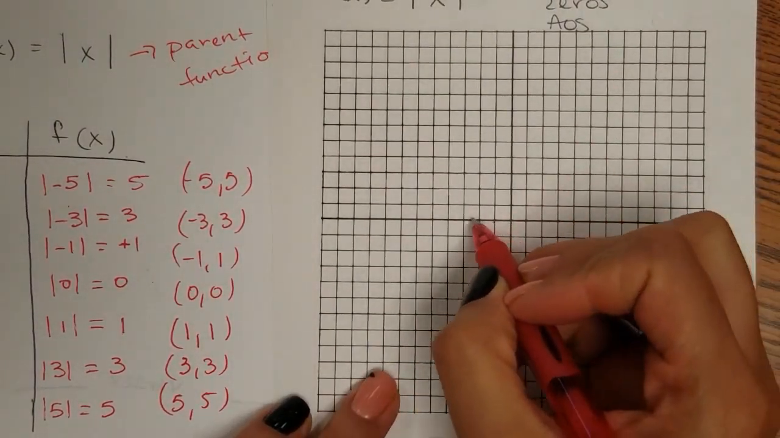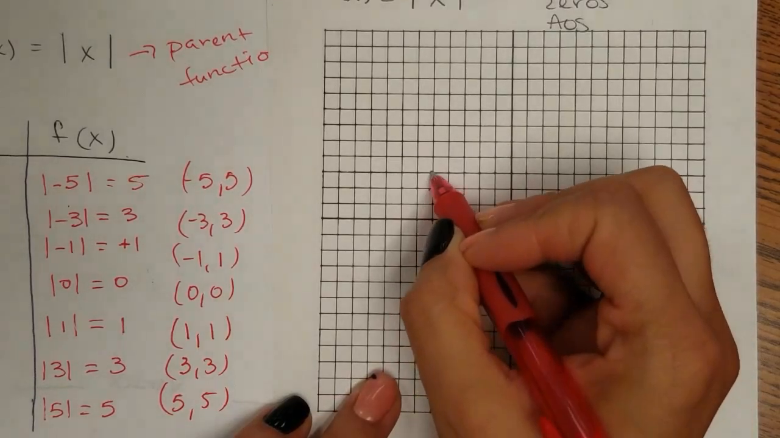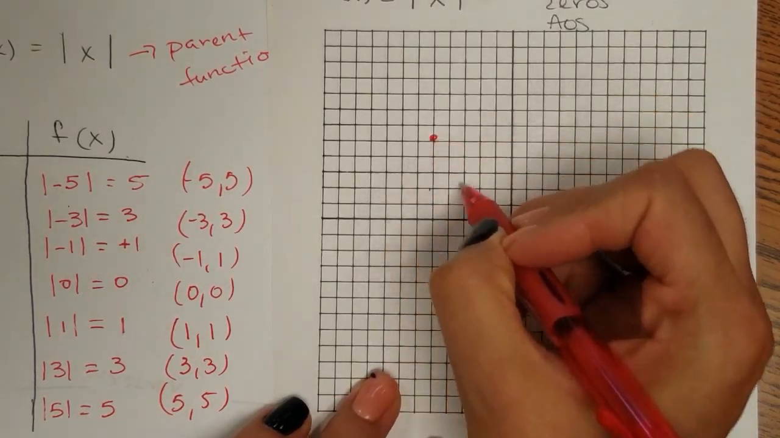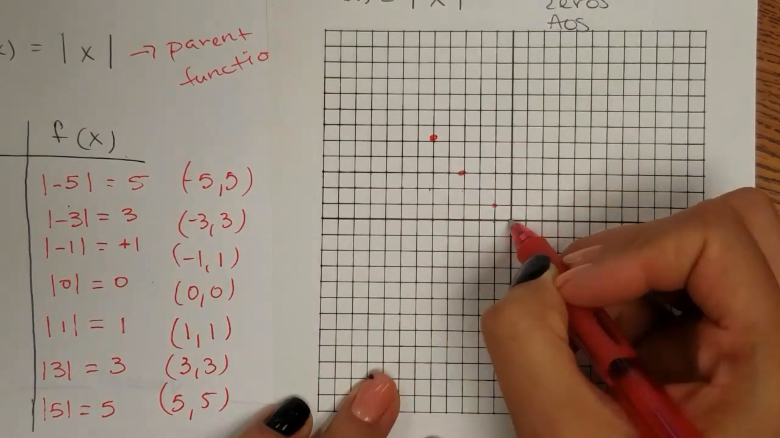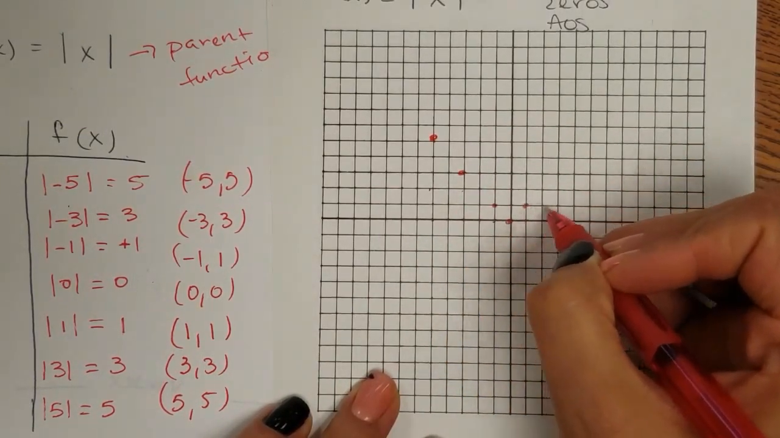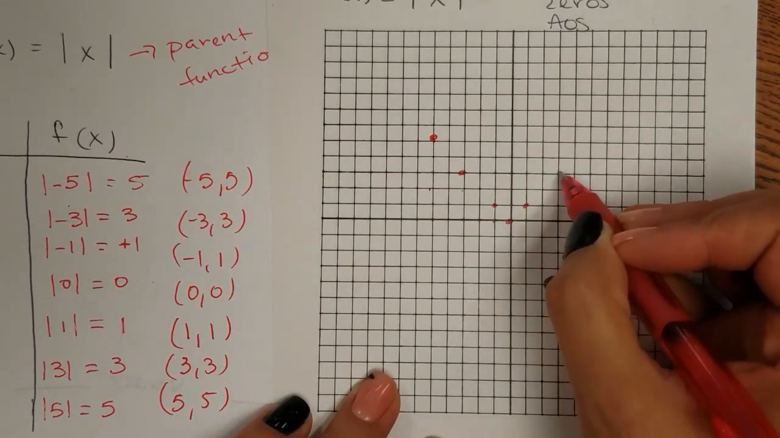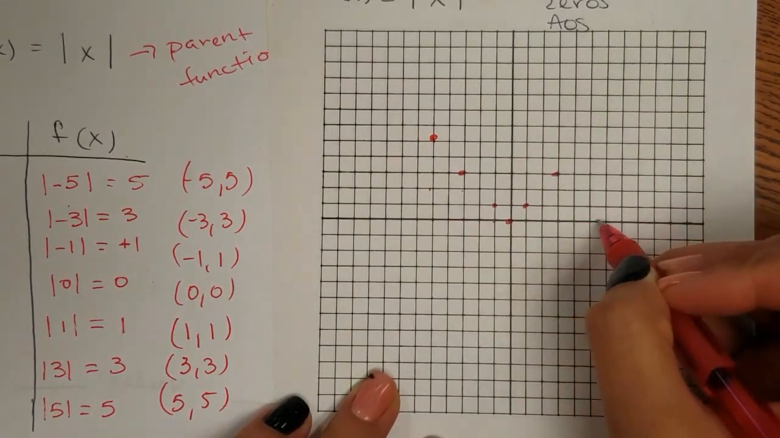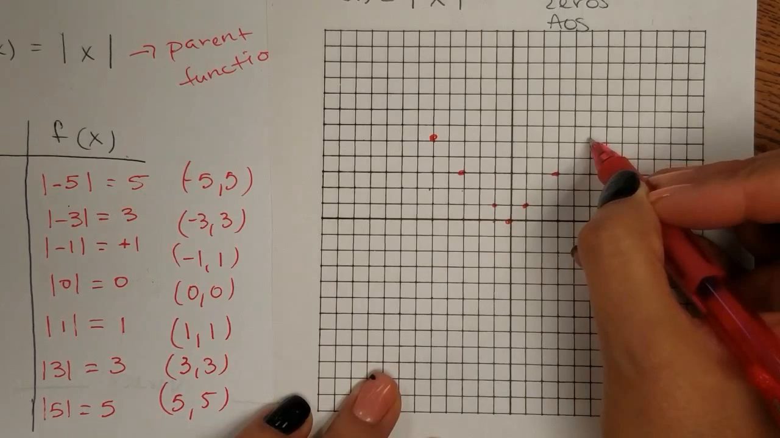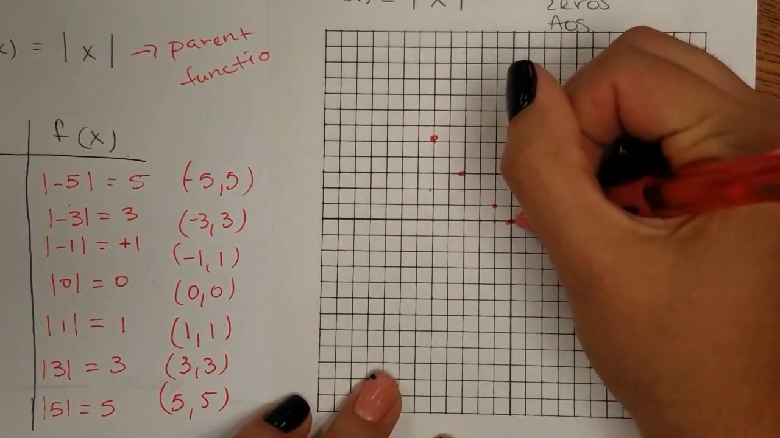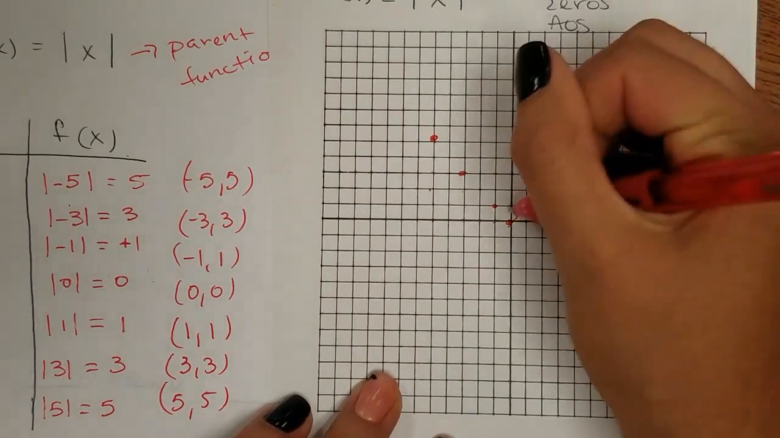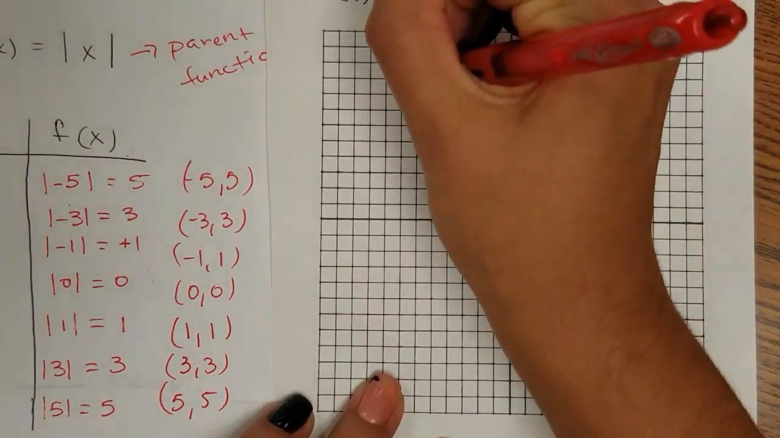-5, 5: 1, 2, 3, 4, 5 over, 1, 2, 3, 4, 5 up. -3, 3: 1, 2, 3. -1, 1. 0, 0. 1, 1. 3, 3, and 5, 5. Okay, so here we go. There's your graph right here.